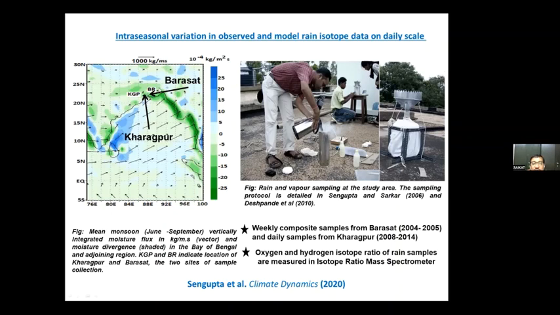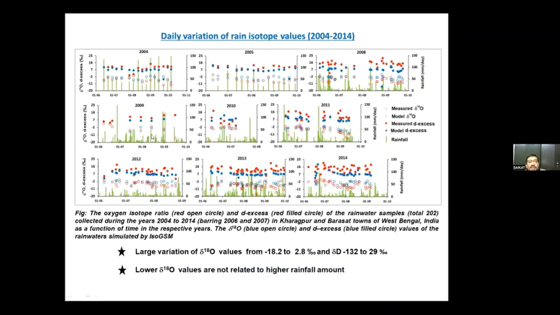This is a daily sample, so you can understand there are a total of 700, 800 samples that we have analyzed, and all the samples are analyzed by isotope ratio mass spectrometer. If you see the results, you can see there is a large variation of water isotopes in different years. These are all summer monsoon, Indian summer monsoon, which is roughly the period covering from June to September of each year. One can see there is a large variation of oxygen isotopes from minus 18 per mil to even 2.8 per mil, where the hydrogen isotope varies from minus 130 to even 29 per mil.